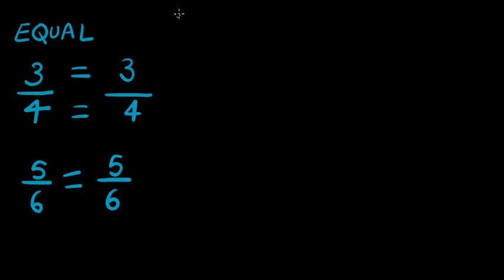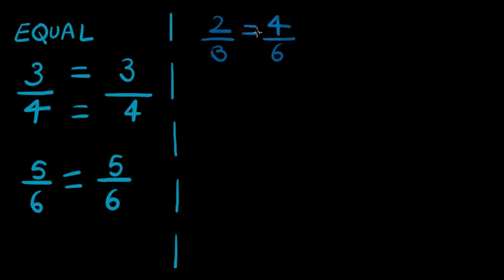So what we have learned is that equal fractions and equivalent fractions are different ones. This is because in equivalent fractions, numerators and denominators are not equal. Like I have 2 upon 3 and 4 upon 6. These should not be equal. Whereas in equal fractions, they need to be equal.